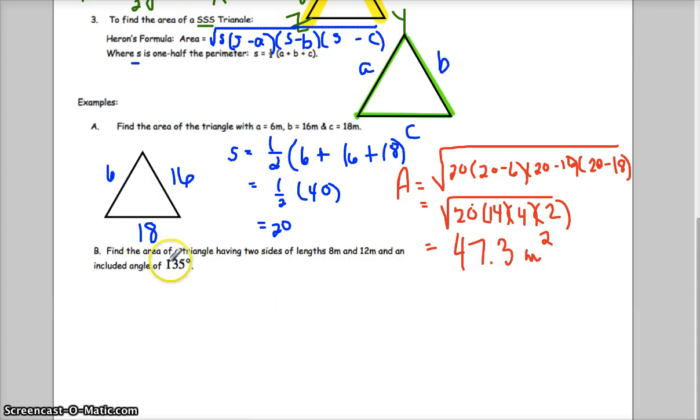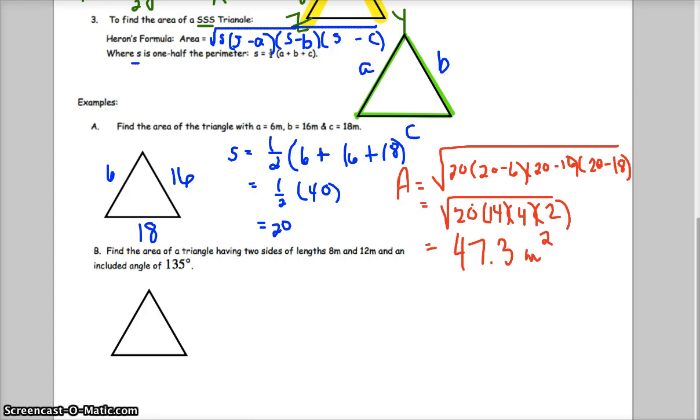Example B. Find the area of a triangle having two sides of length 8 meters and 12 meters and an included angle of 135 meters. So go ahead and draw your triangle. Again, I want you to have a visual of what it is that you are calculating.